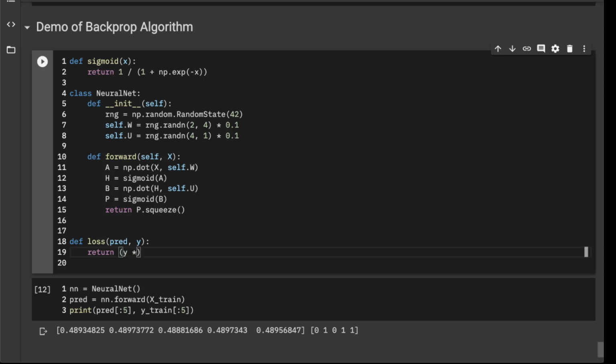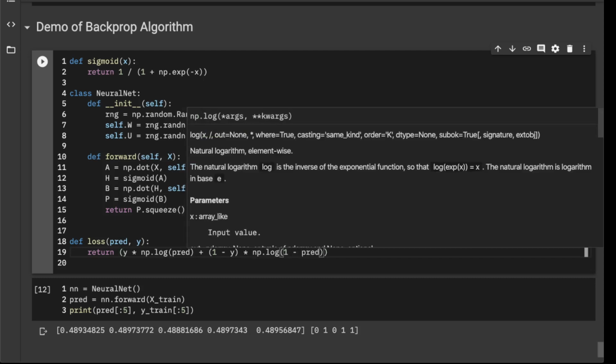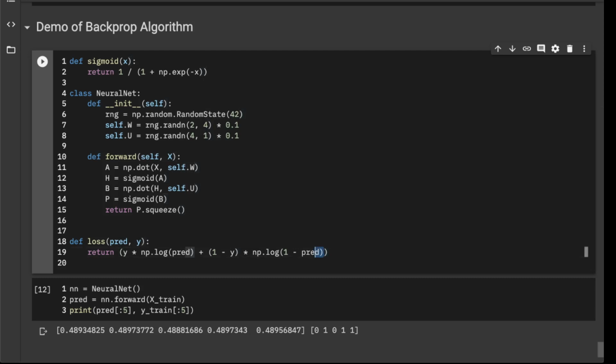y times numpy.log prediction plus 1 minus y times np.log 1 minus prediction. And note that both y and prediction could be vectors, and the computation will be executed element-wise, and the result is a vector, and we'll take the sum of the vector.